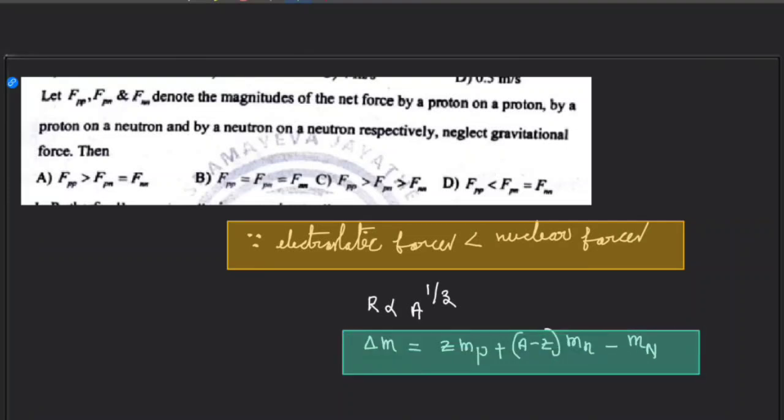There is one more formula that you have to keep in mind: binding energy. What is the binding energy formula? The binding energy can be written as delta M into 931.5 mega electron volt. Right? So that is the binding energy formula, guys. Please keep that also in mind.